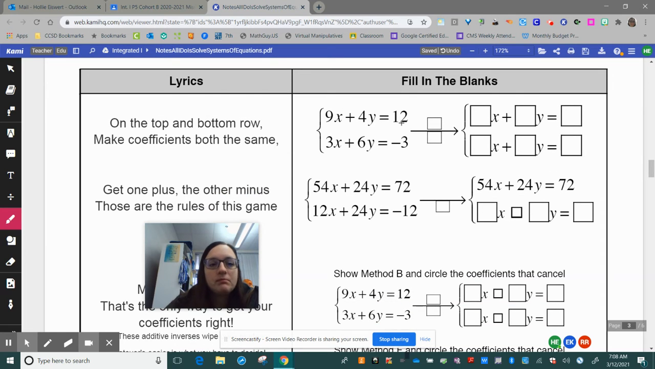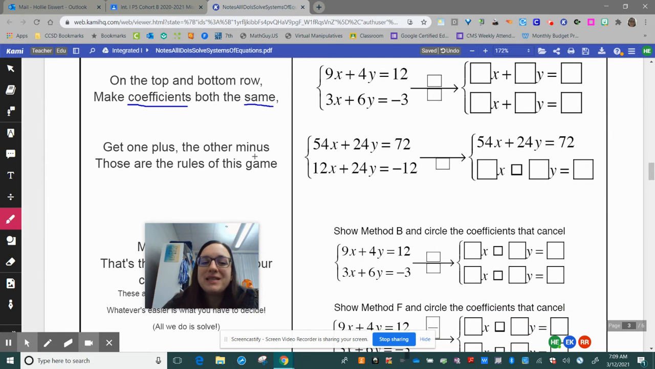Okay, so here we go. On the top and bottom row, make the coefficients both the same. That is key. Coefficients have to be the same. That sounds weird, but opposite. Yeah, I don't know why they missed that. Oh, here we go. Get 1 plus, the other minus. There you go. So yeah, we want the coefficients the same, but opposite. That's what this part says. Get 1 plus the other minus. So we want the numbers the same, but opposite signs. Those are the rules of this game.